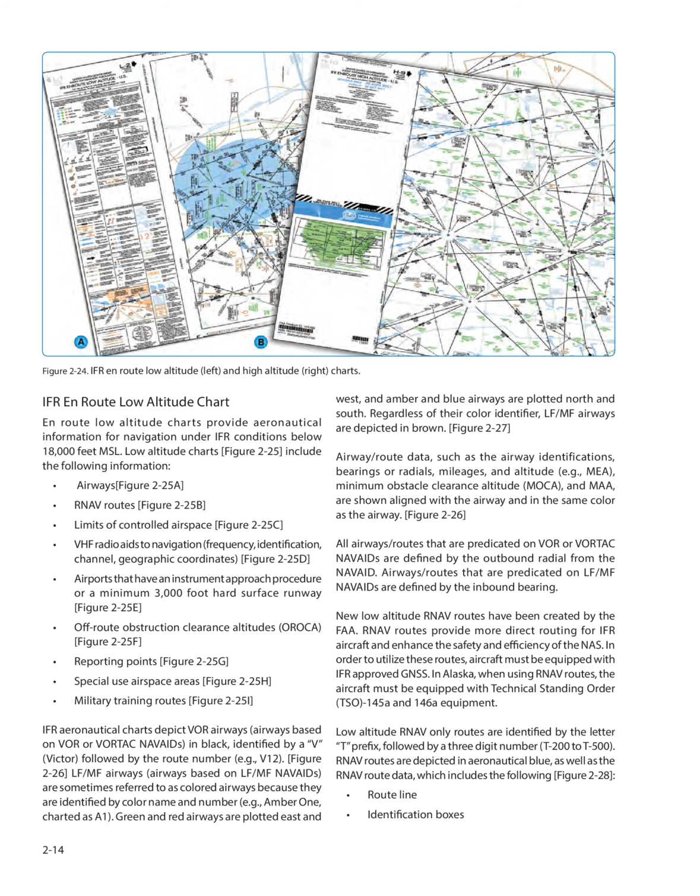IFR aeronautical charts depict VOR airways, airways based on VOR or VORTAC NAVAIDs, in black, identified by a V, Victor, followed by the route number, for example V12.